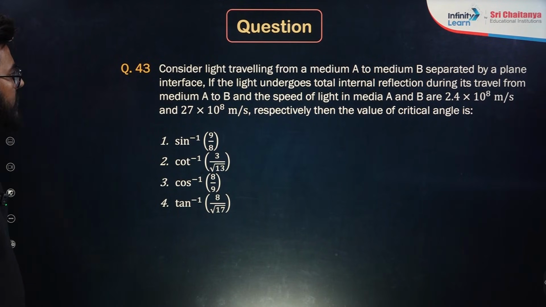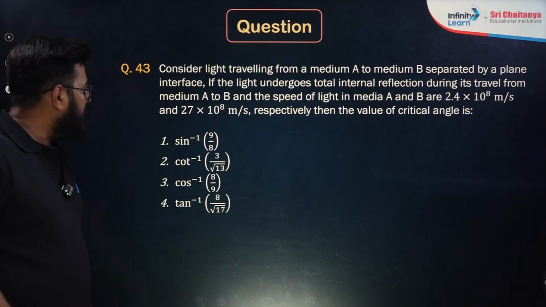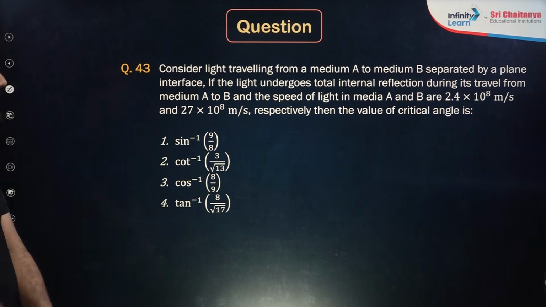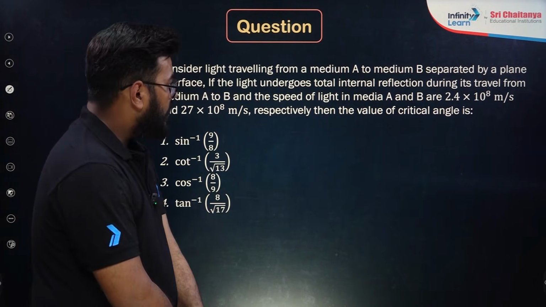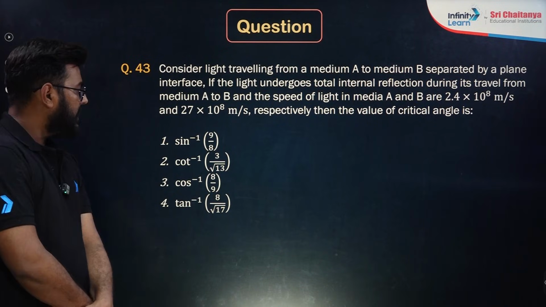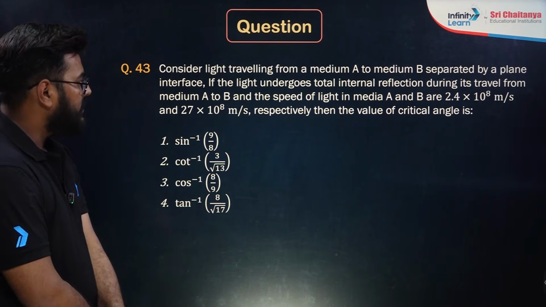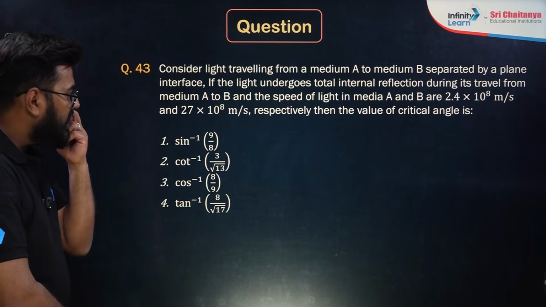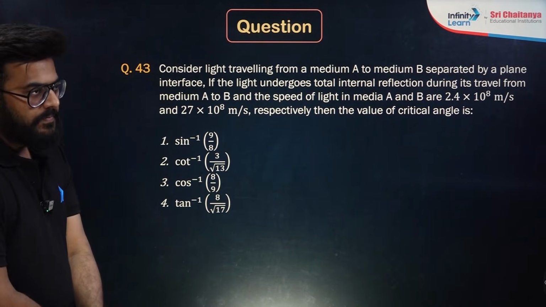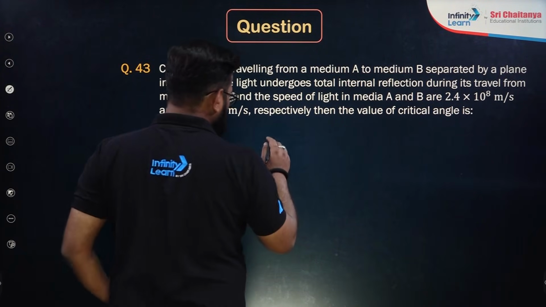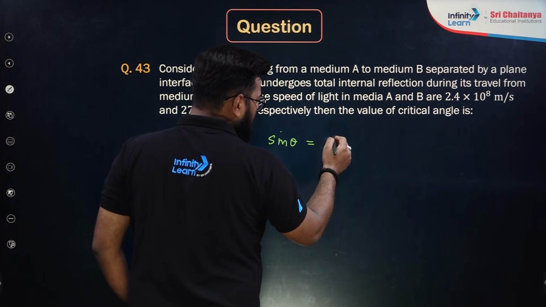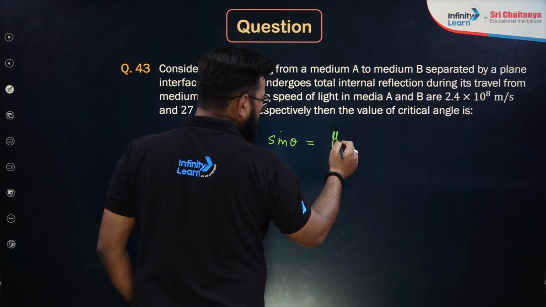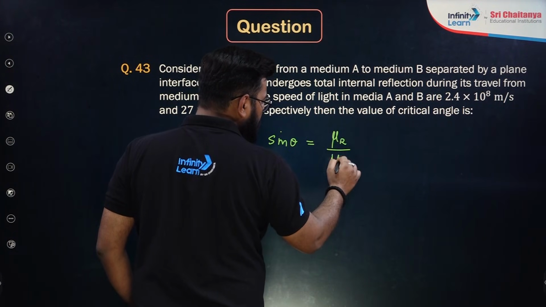Consider light traveling from a medium A to medium B separated by a plane interface. If the light undergoes total internal reflection during its travel from medium A to B, and the speed of light in medium A and B are 2.4 into 10 raised to the power 8 meter per second and 2.7 into 10 raised to the power 8 meter per second respectively, then the value of critical angle over here is going to be. So critical angle, the sine of theta will be basically equal to mu of the rarer medium to mu of the denser medium.